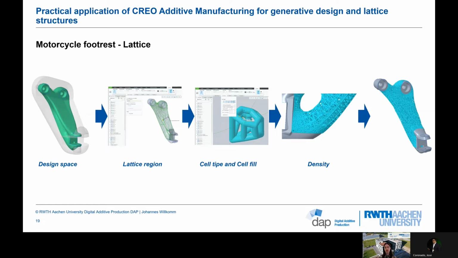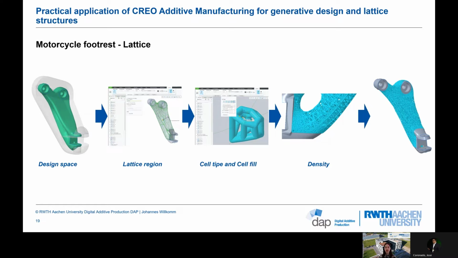So I defined this cell size of 5 millimeters here inside Creo. To avoid stress peaks, I would always recommend using a transition zone between the solid material and the lattice structures, which is also very easy to implement here inside Creo. So the density in this area can be adjusted using a gradient. And finally we got the part with the lattice structures.